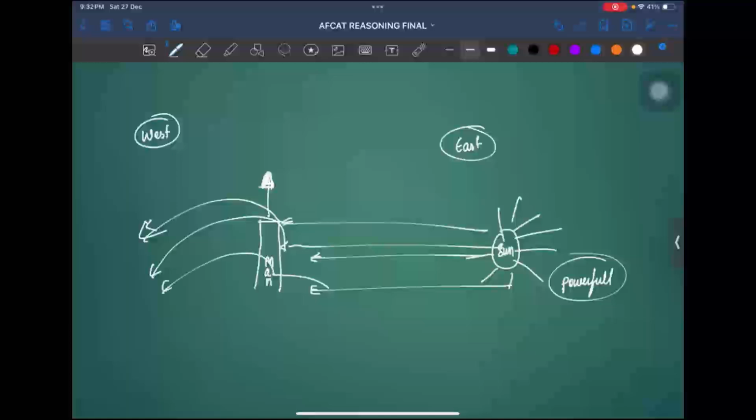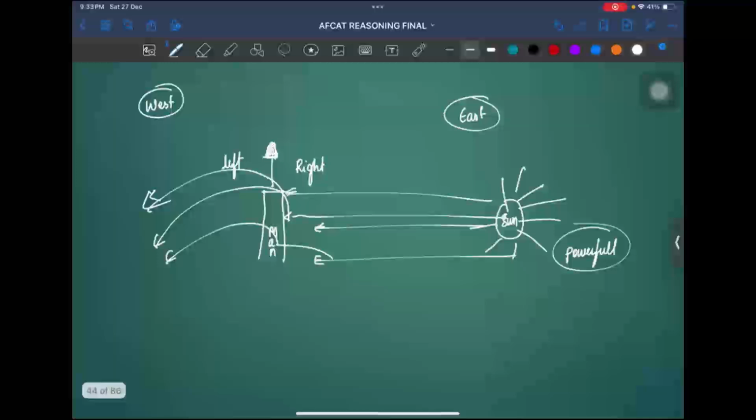It just changes the direction. That is, if a person is standing towards that side, it will become his right side, and this side will be the left side. Okay.